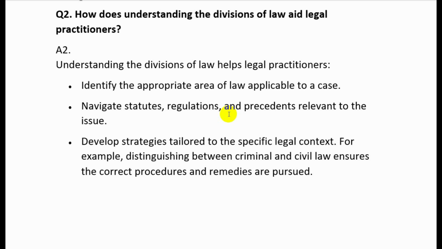Navigate statutes. Then after that, we can find out which statute, regulation, or precedents are relevant to our case. Thereafter, we can develop strategies tailored to the specific legal context. For example, distinguishing between criminal and civil law ensures the correct procedures and remedies that we have to pursue.